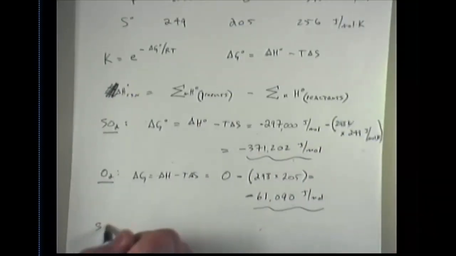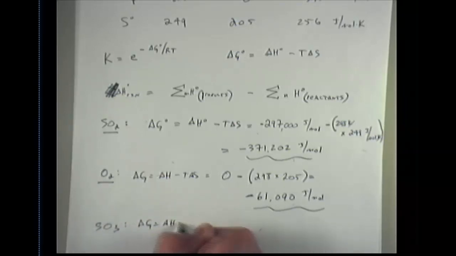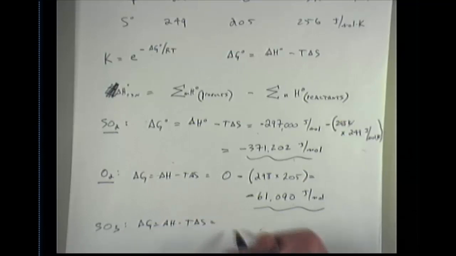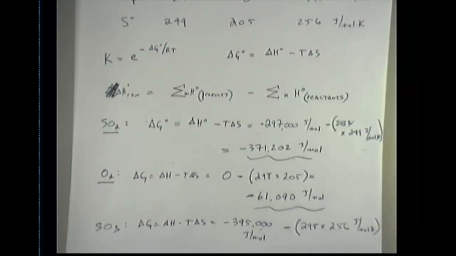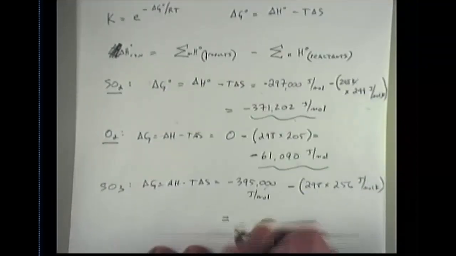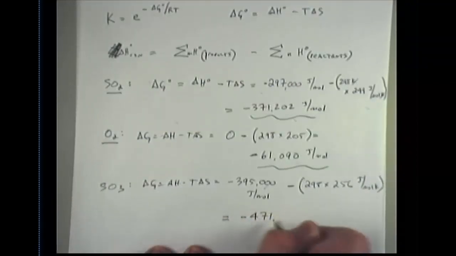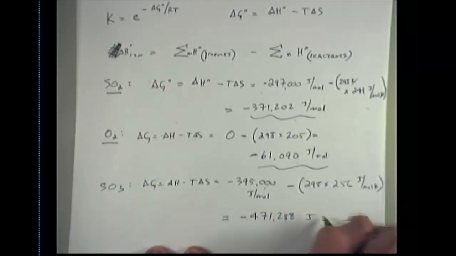When I do the same thing for SO3, delta G equals delta H minus T delta S, I get minus 395,000 joules per mole for my delta H, and I subtract from that the temperature, 298, multiplied by the entropy value, 256 joules per mole Kelvin. I throw that into my calculator, and the final answer that I end up getting for that is negative 471,288 joules per mole.